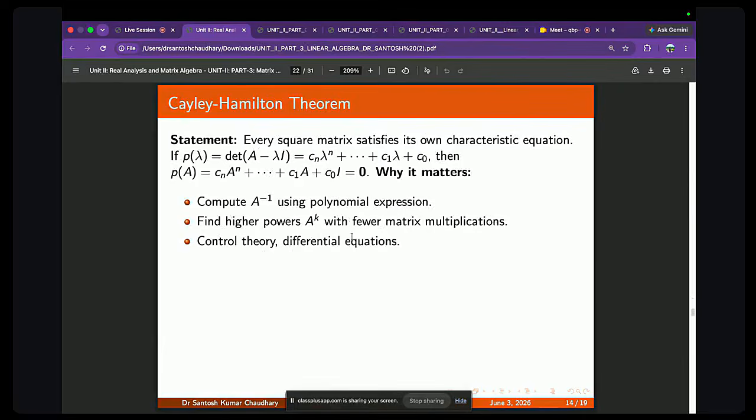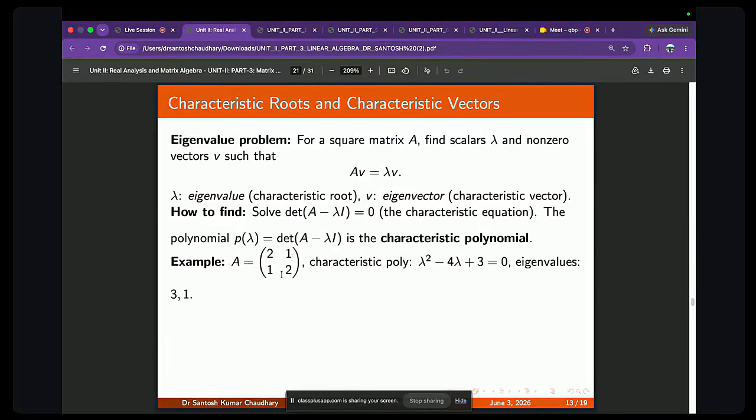For example, you have this matrix 2, 1, 1, 2. For a 2 cross 2 matrix, you can find this equation, and that will reduce to this. This is the characteristic equation, and the left side is the characteristic polynomial. If you solve this, lambda will be 3 and 1. So those are the eigenvalues.